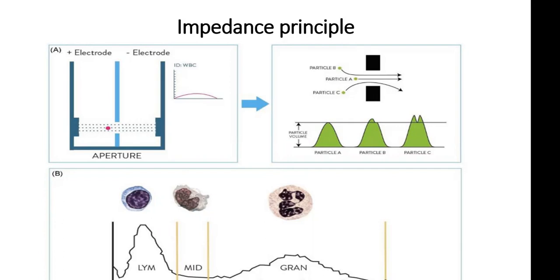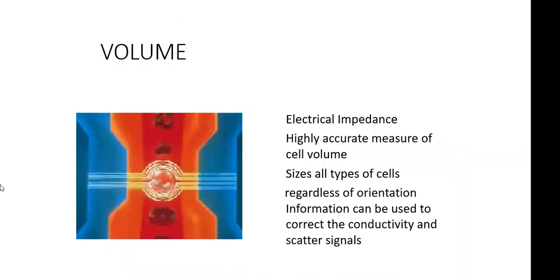So VCS technology was introduced. The VCS full form, that is volume, conductivity, and scatter, was utilized by Beckman Coulter to separate the population into 5 categories. So we'll see that. First, we will talk about volume: how volume was measured and how the volume was able to separate the population.